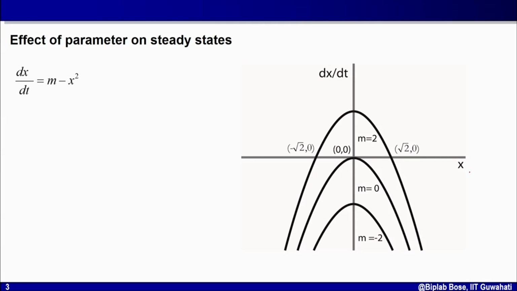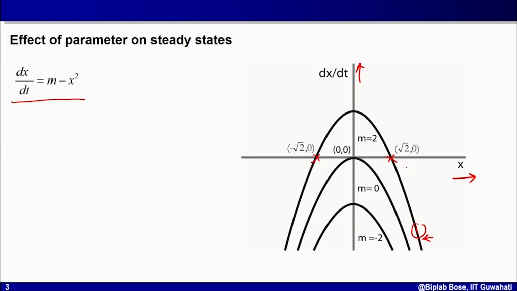I can represent it graphically. What I have plotted here is x on the horizontal axis and dx/dt on the vertical axis. And then I am plotting this ODE in this plane. So, essentially I get these parabolas. Now, when m is a positive value, then I have this first parabola. And as you can see, this parabola is intersecting the x-axis at two positions.